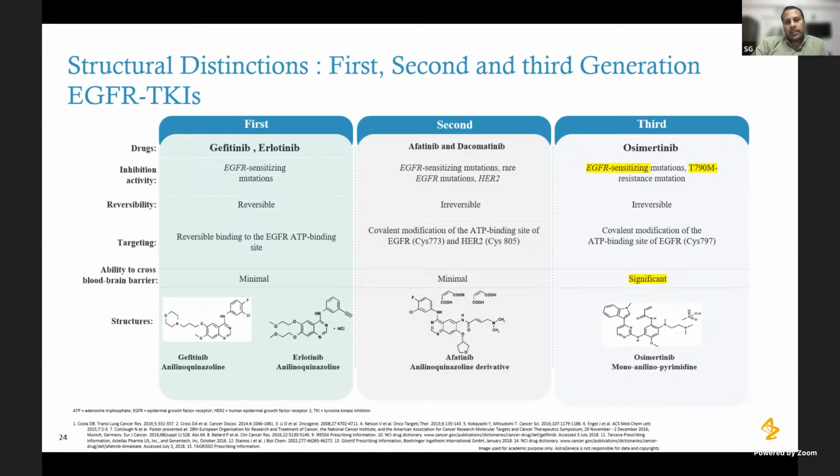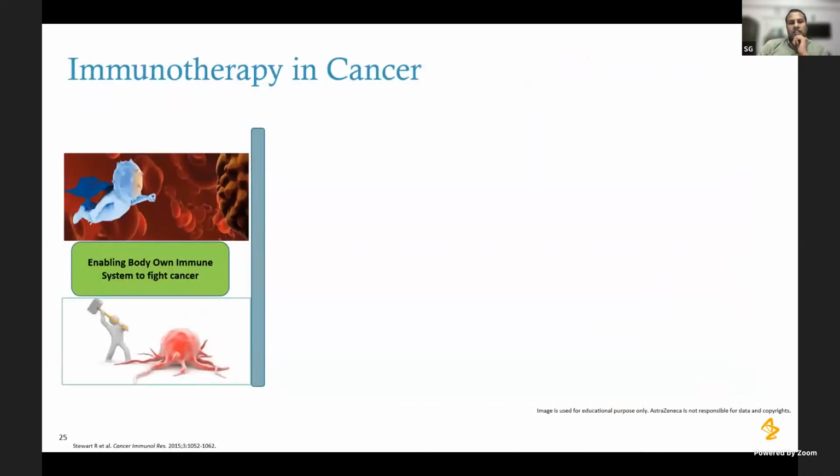Osimertinib was the only drug found to have sensitivity against the T790M mutation, for which all other TKIs failed. It is an irreversible EGFR inhibitor, which usually causes covalent modification of the ATP binding site of EGFR and leads to its inhibition. So right now, for upfront treatment in the metastatic setting as well as in the adjuvant setting, osimertinib is considered the first line amongst the EGFR TKIs.